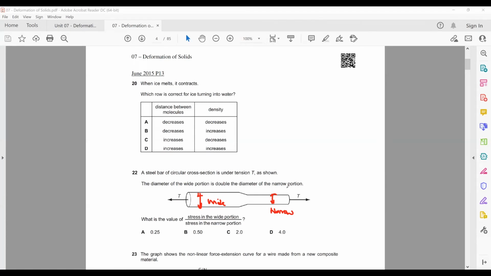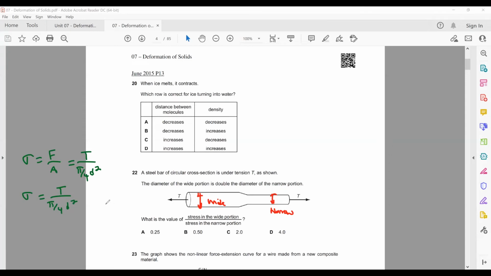Steel bar of circular cross section is under tension T. Diameter of wide portion is double the diameter of the narrow portion. What's the value of the stress in the wide portion versus the narrow portion? Okay, what you need to do is something like this. The equation for stress is force over area. This one will be T over pi over 4 d squared. So stress is actually T over pi over 4 d squared.